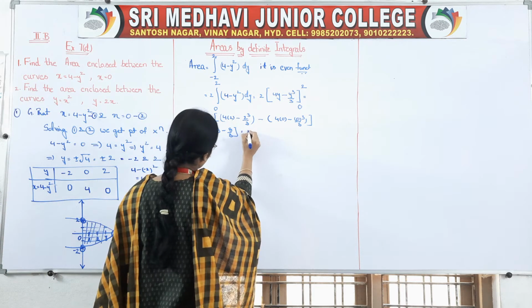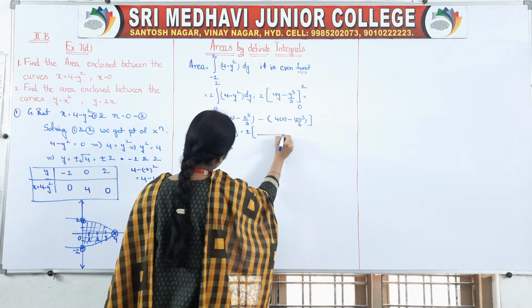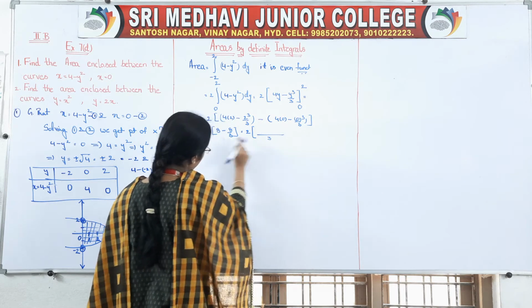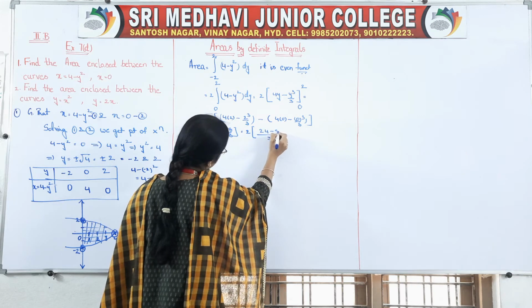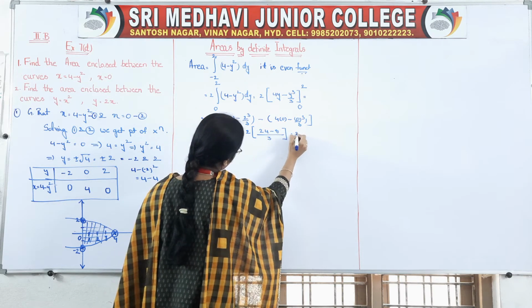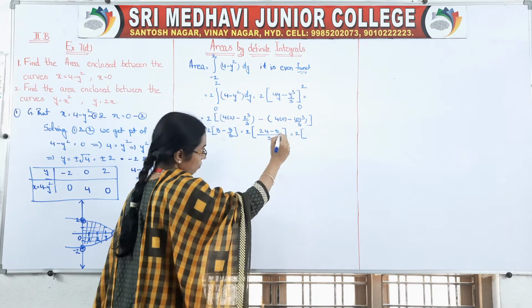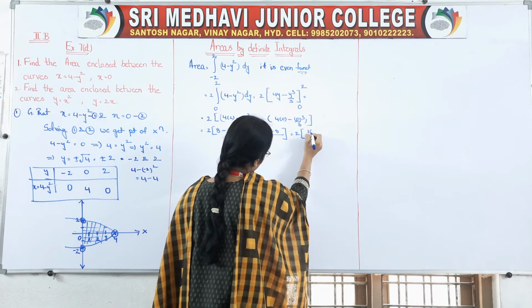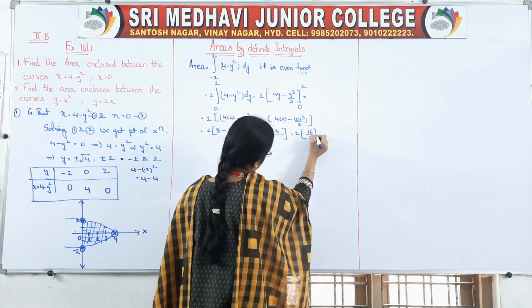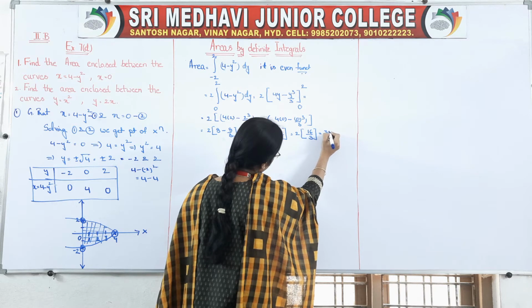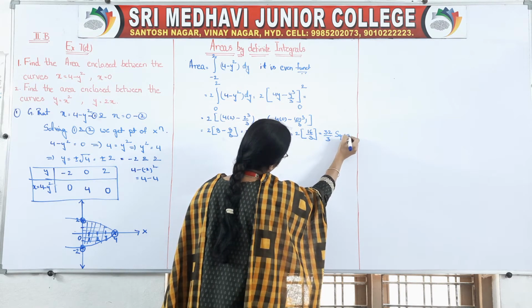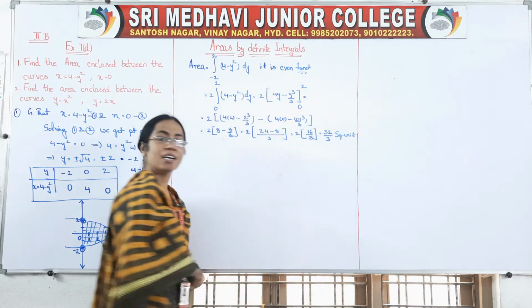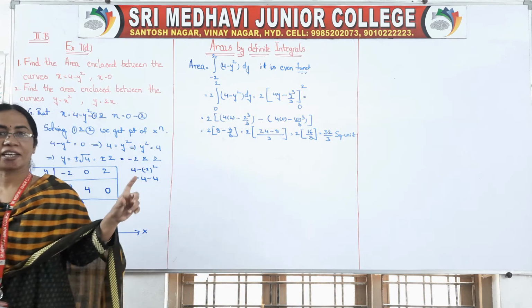Right, so it is equal to 2 into, what is the LCM? 3 is the LCM. 8 3s are 24 minus 8. So it is 2 into 24 minus 8, 16 by 3, which is equal to 16 2s are 32 by 3 square units. That is the answer of your area.